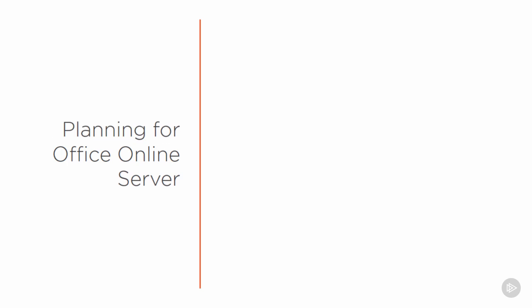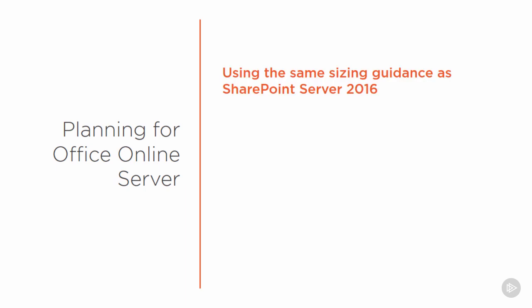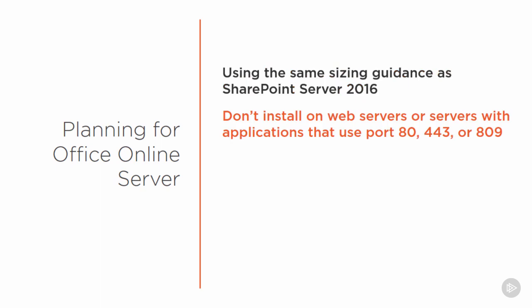Office Online Server is not a lightweight application that you can just throw on any multi-purpose server. You should use the same server sizing guidance as SharePoint Server 2016 to size your Office Online Server. Don't install the Office Online Server on web servers or servers that have other applications that use port 80, port 443, or port 809. 80 and 443 will be commandeered by the Office Online Server for its own use, so they can't be shared with other applications. And port 809 is used for communication between Office Online servers when you deploy multiple instances.